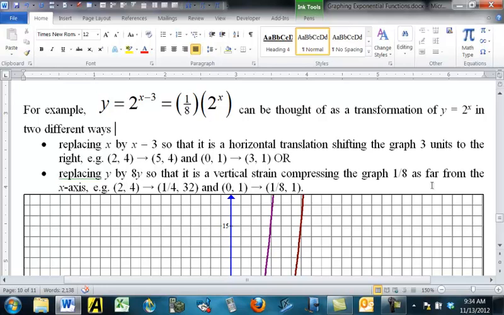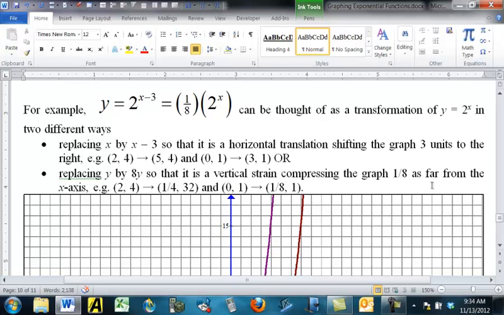Okay, but you can also think of 2 to the x minus 3 as 2 to the x times 2 to the negative 3. 2 to the negative 3 is 1/8. So you can think of it as y equals 1/8 times 2 to the x. Thinking of it that way, you might think of it more in terms of replacing y by 8y. So you might even write it in your head as 8 times y equals 2 to the x. So we've replaced y by 8y.